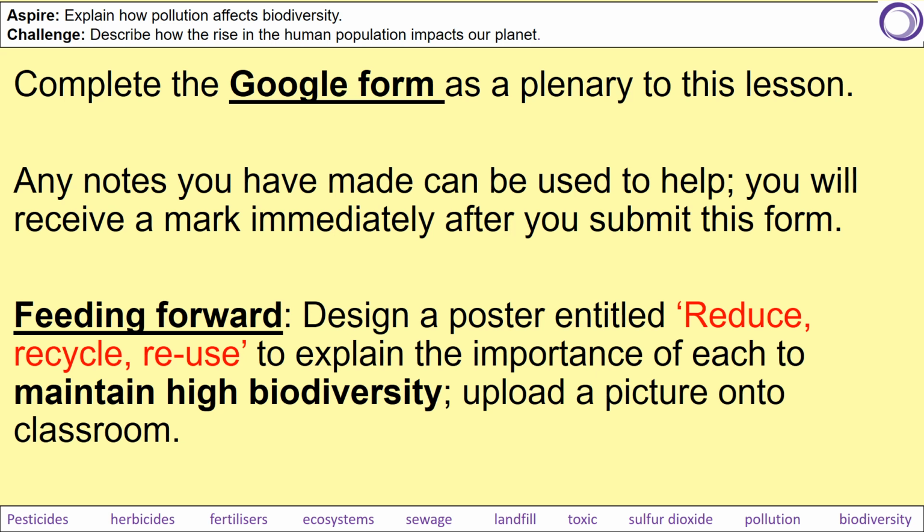You can now complete the Google form as a plenary to this lesson. Any notes you've made can be used to help, and you'll receive a mark immediately after you submit this form. If you wish to watch the video again to help you, then that's fine. Feeding forward, I'd like you to design a poster entitled Reduce, Recycle, Reuse to explain the importance of each of those to maintaining a high biodiversity. When you've finished, you can upload a picture onto the classroom for your teachers to see.